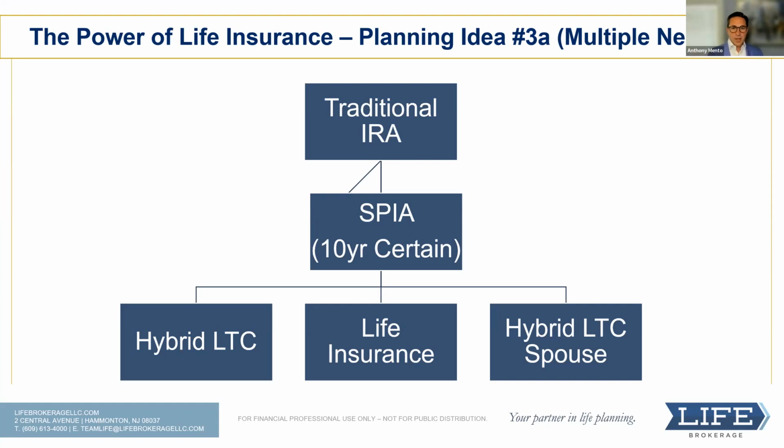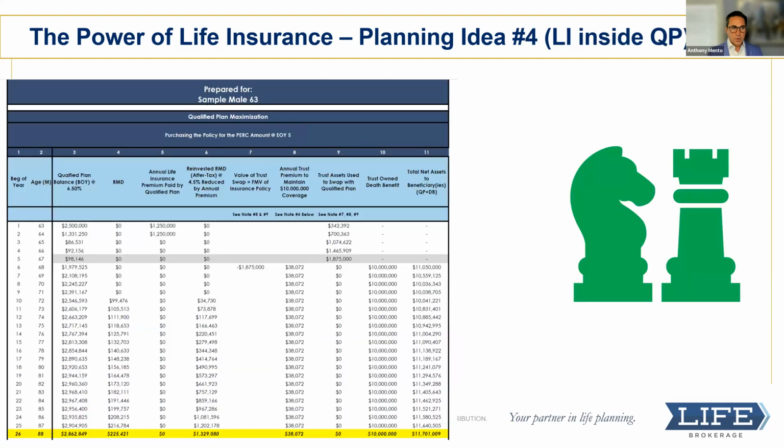Another strategy. We've got some clarification through the Secure Act around immediate income annuities. You're allowed to buy a SPIA, you're allowed to buy a 10-year certain in your IRA, and you can convert that asset to after-tax dollars through the form of the payout. And you can use that payout to fund multiple needs, whether it's a hybrid LTC or life insurance, or hybrid LTC on the spouse even, which is also a pretty creative technique that we've been using.